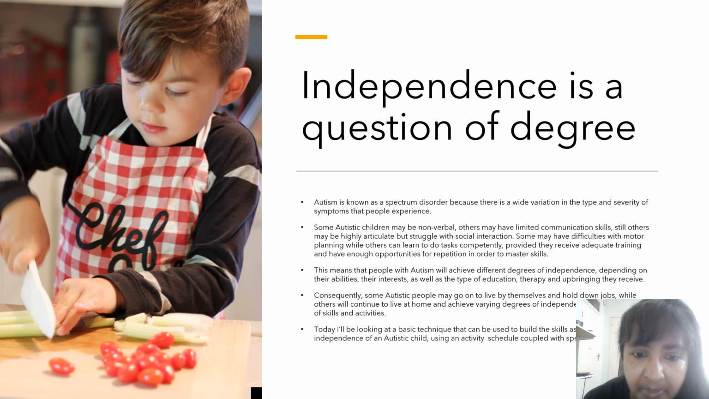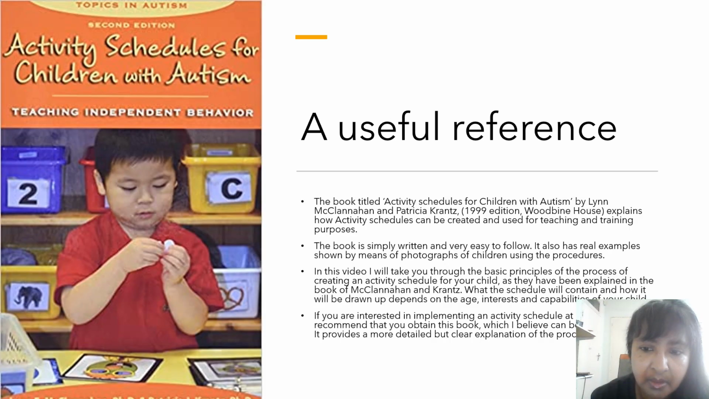Today I'll be looking at a basic technique that can be used to build skills and independence in autistic children, and this is the activity schedule. The book titled Activity Schedules for Children with Autism by Lynn McClanahan and Patricia Krantz, the 1999 edition, Woodbine House, is the one that I have used, a book which explains how activity schedules can be created and used for teaching and training purposes.